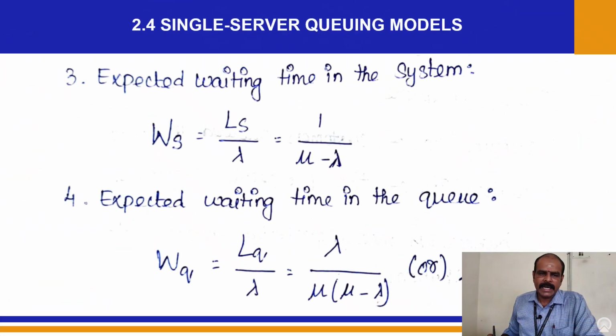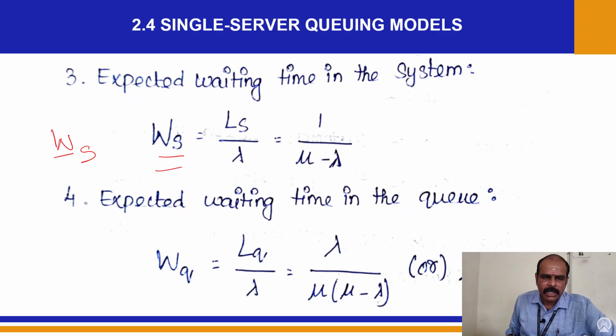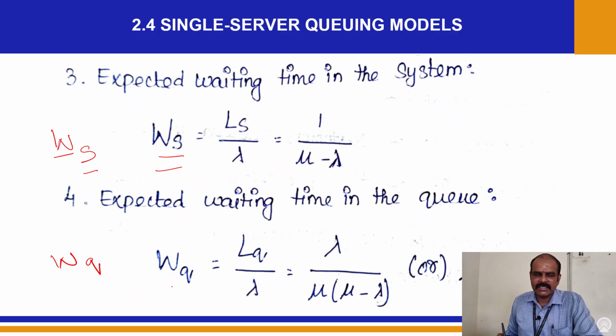The next, third: I want you students to keenly observe the notation W suffix S. W is waiting time in the system. Next, W suffix Q, waiting time in the queue. Here the formula is L S, the one we calculated previously, divided by lambda, the arrival rate. Similarly, L suffix Q divided by lambda.